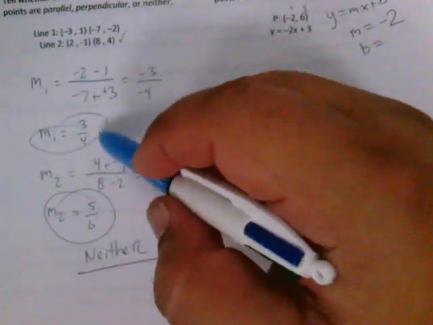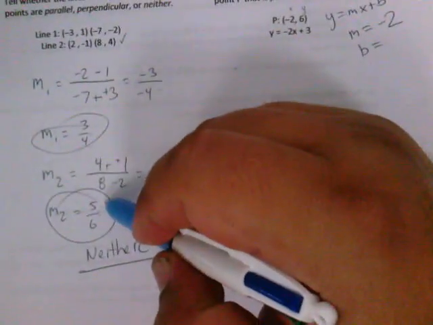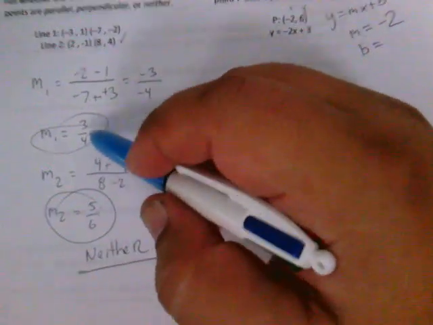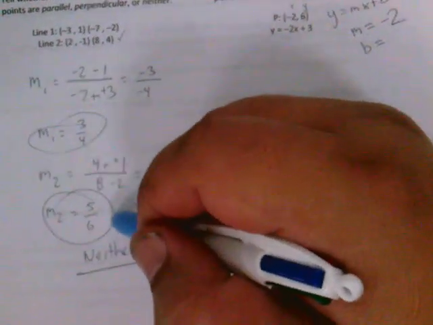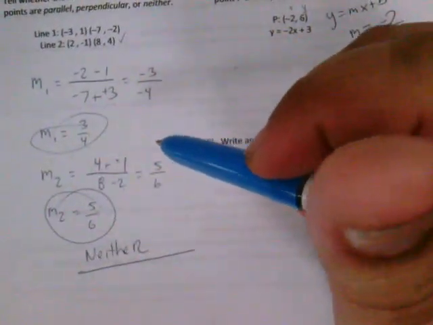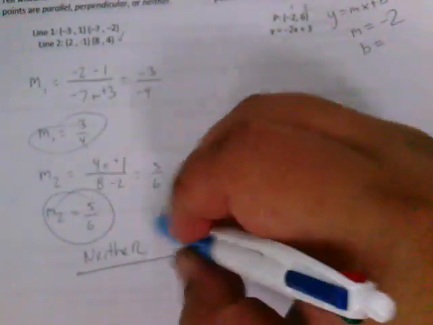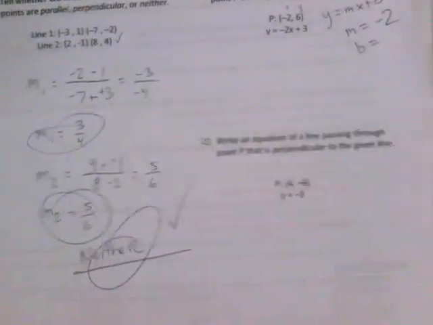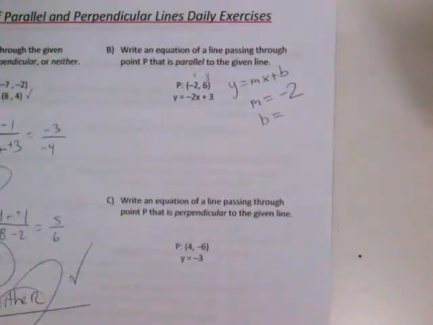Now, notice they are not the same. That means they're not parallel. They're not a reciprocal with an opposite sign, so they're not perpendicular either. In fact, in this case, they're neither one of them. Okay, now let's take a look at letter B and letter C.